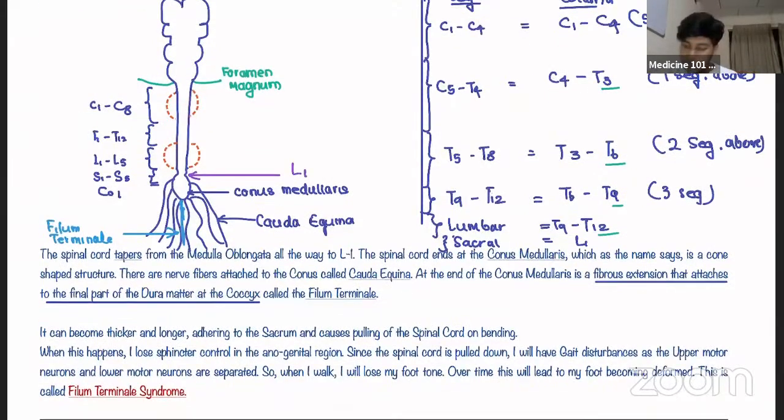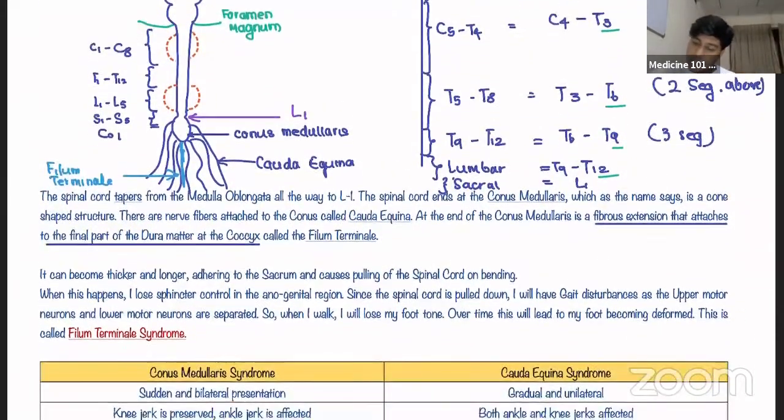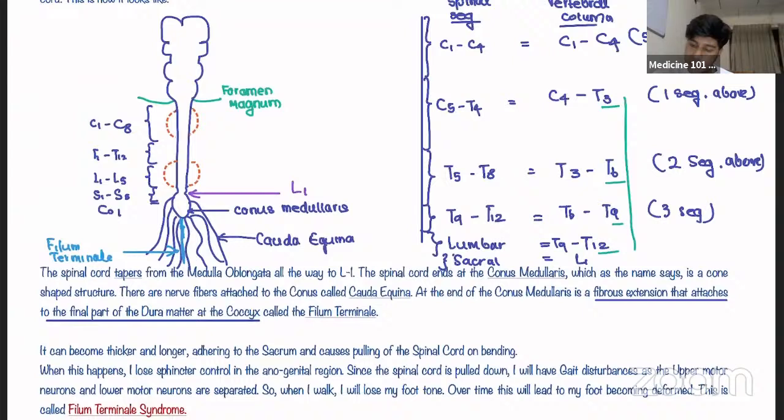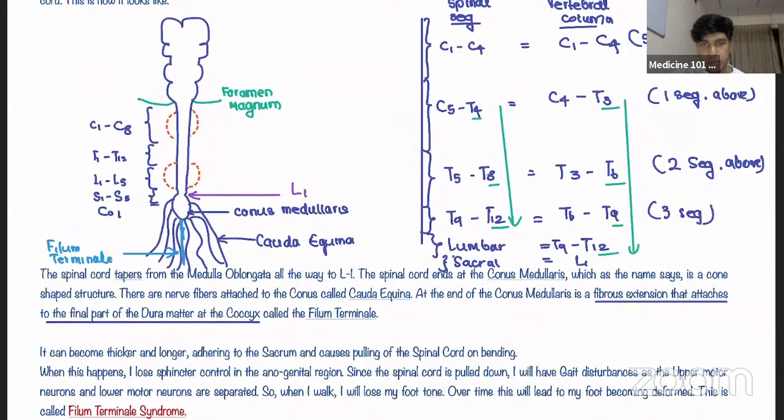Oh yeah, it's correct. So guys, look at this. Look at this variation, 3, 6, 9, 12. And look at this variation, 4, 8, 12. I just try to remember it like that.